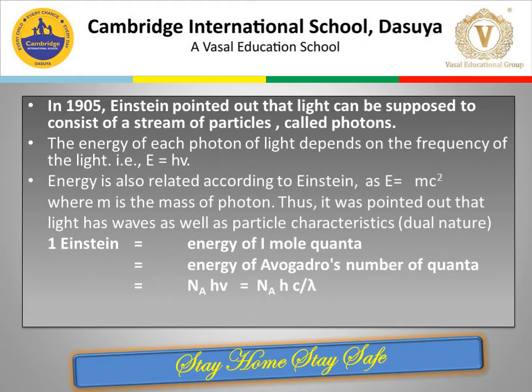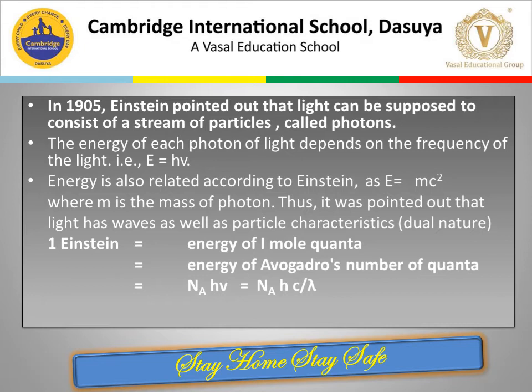It was in 1905 that Einstein pointed out that light can be supposed to consist of a stream of particles called photons. The energy of each photon of light depends upon the frequency of light, that is, the energy is given by E equals h nu. The energy is also related, according to Einstein, as E equals mc square, where m is the mass of the photon.